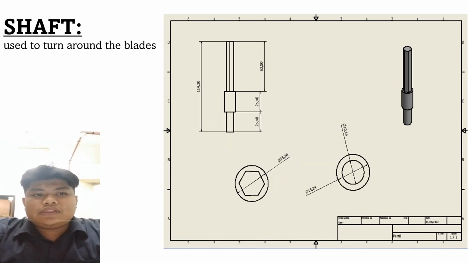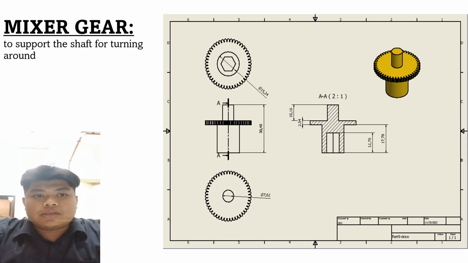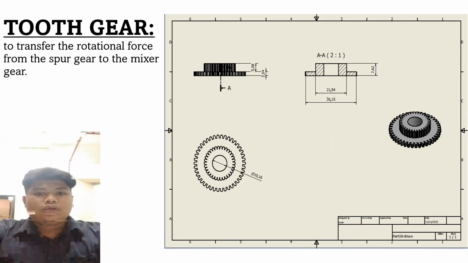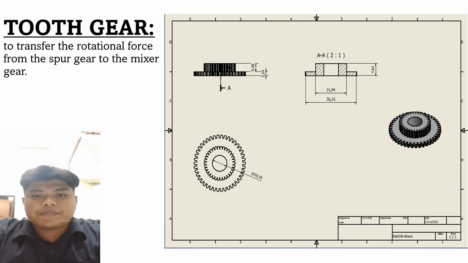Shaft to turn around the blade. The shaft is very important because the shaft holds the blade for the blender. Next part is the mixer gear. The mixer gear supports the shaft for turning around and rotates the shaft with the blade. Last is the tooth gear. Tooth gear is to transfer the rotating force from the spur gear to the mixer gear.